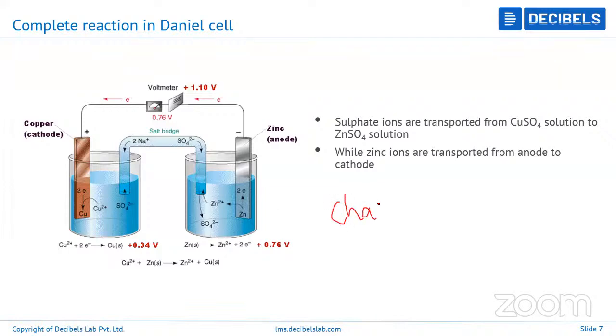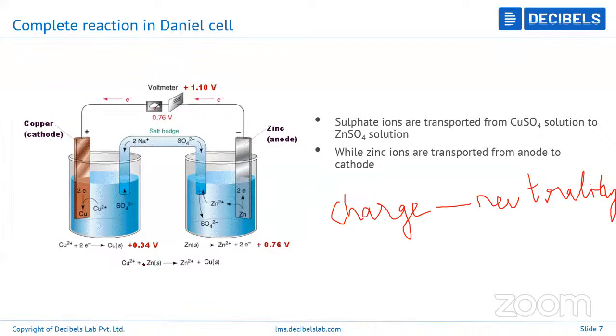So charge balance, or charge neutrality, has to be maintained. For that purpose, whatever zinc ions are generated at the anode will flow through the salt bridge towards the copper cathode, and whatever copper ions are produced at the copper cathode will flow through the salt bridge towards the zinc anode. This is how the circuit is completed, and this is how this electrochemical cell works.